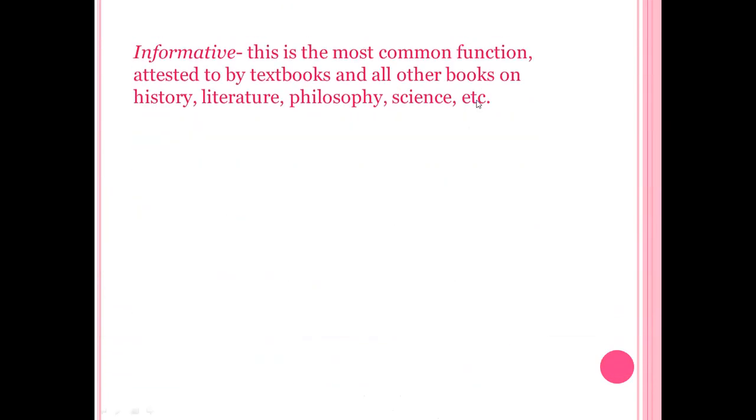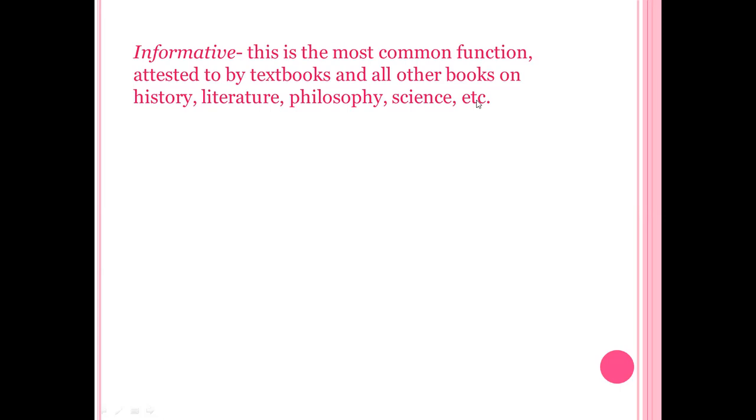First, let's discuss informative. What is the informative use of language? This is the most common function attested to by textbooks and all other books on history, literature, philosophy, science, and many more. Examples of these are Encyclopedia Britannica, Webster's Dictionary, and so on and so forth. And we also have A History of Philosophy by Frederick Copleston.